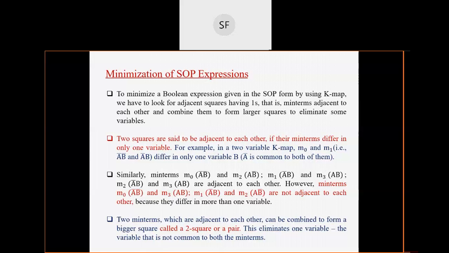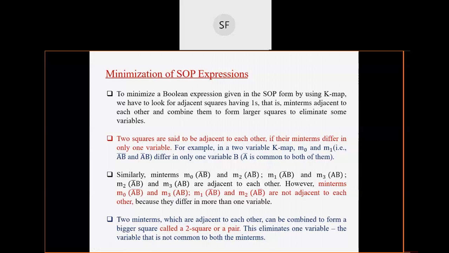Okay, very simple. Now this minimization concept is very important and it will be the same throughout: 2 variable K map, 3 variable K map, 4 variable K map. So just try to understand this concept.